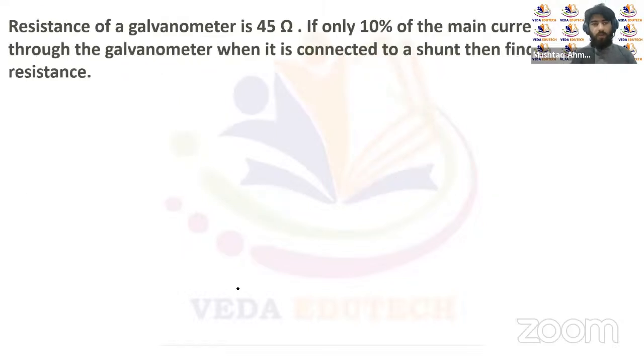So let's discuss another question. Resistance of the galvanometer is 45 ohm. If only 10% of the main current passes through the galvanometer when it is connected to a shunt, then find the shunt resistance. We'll just draw the circuit here. This is the shunt resistance S, and this is the galvanometer here, of resistance 45 ohms.